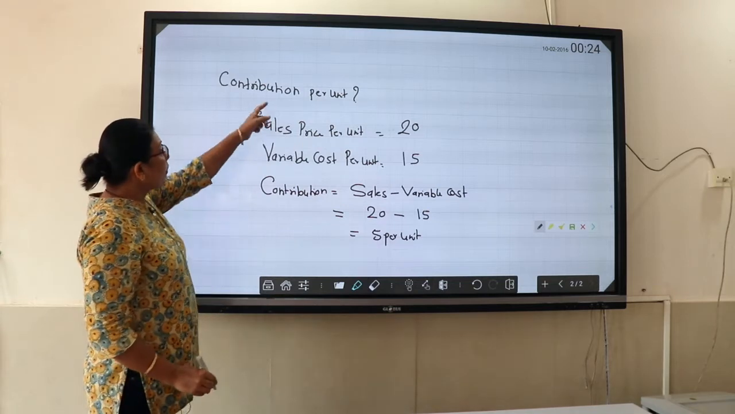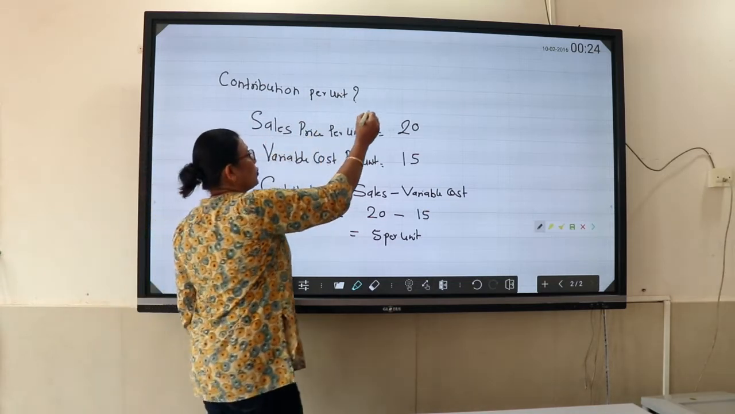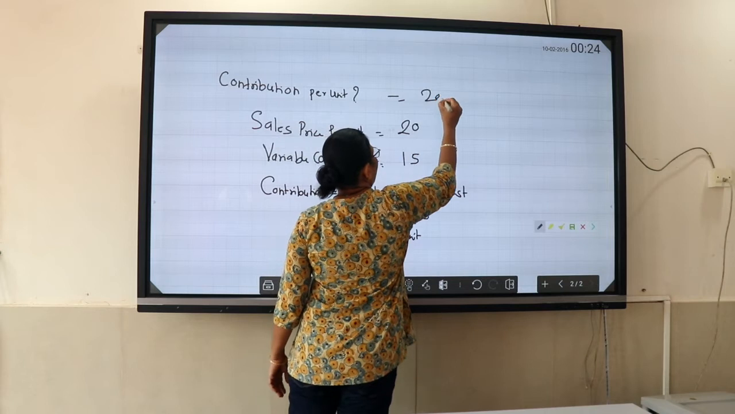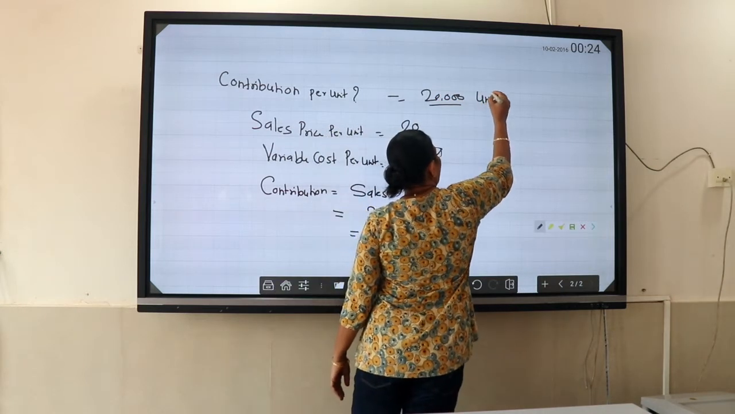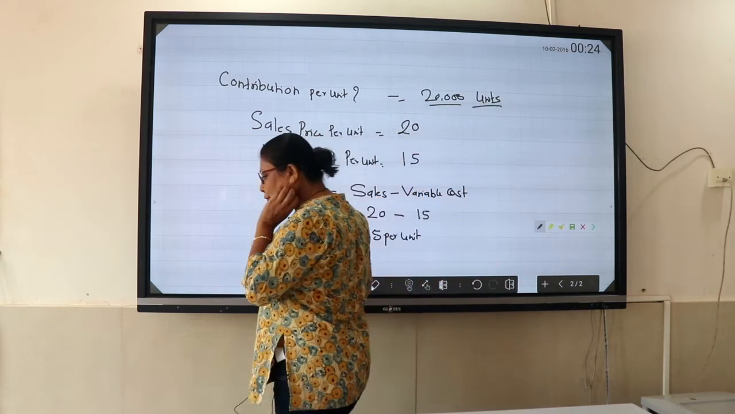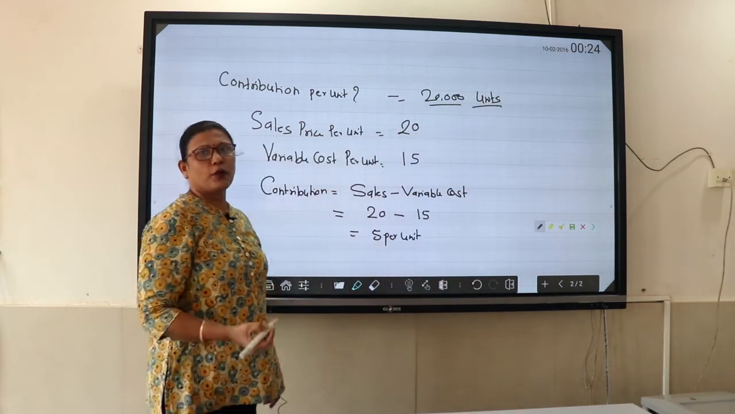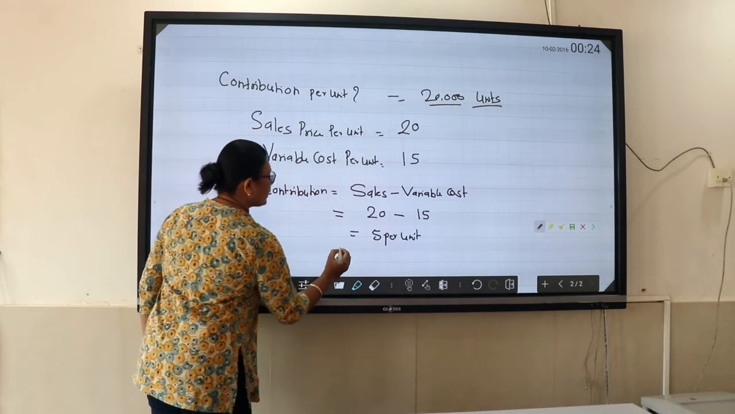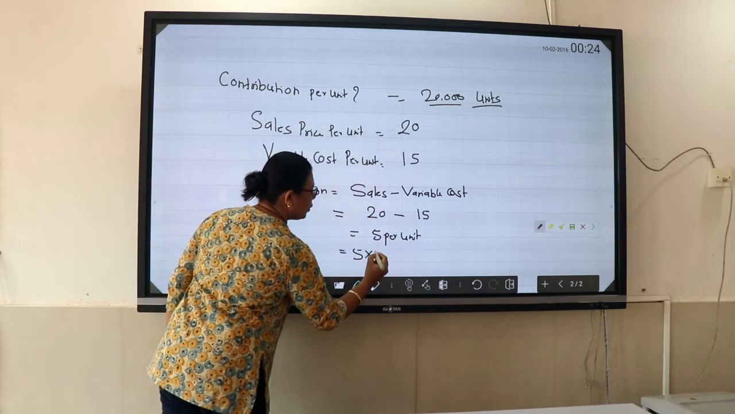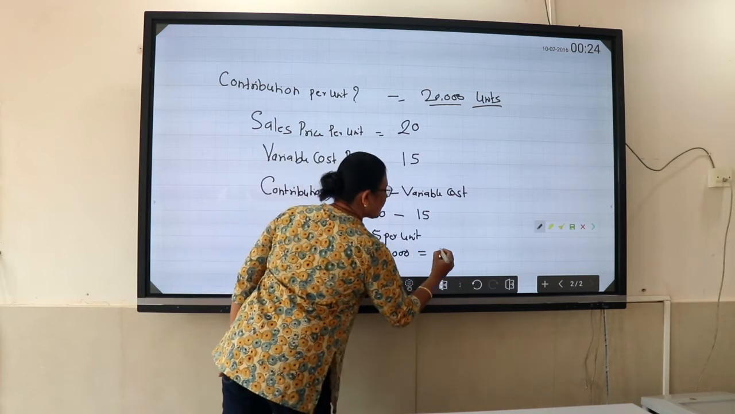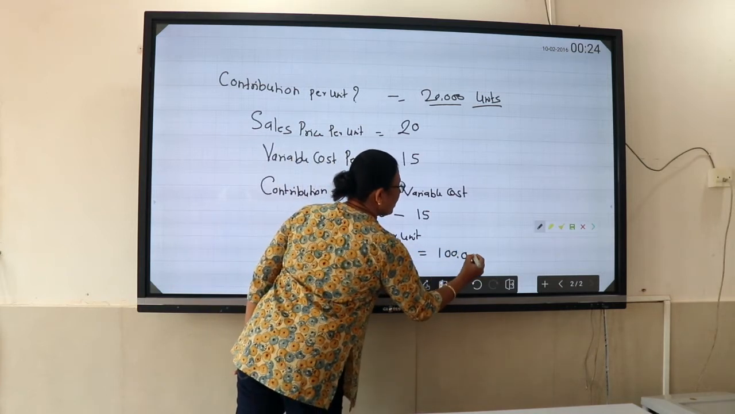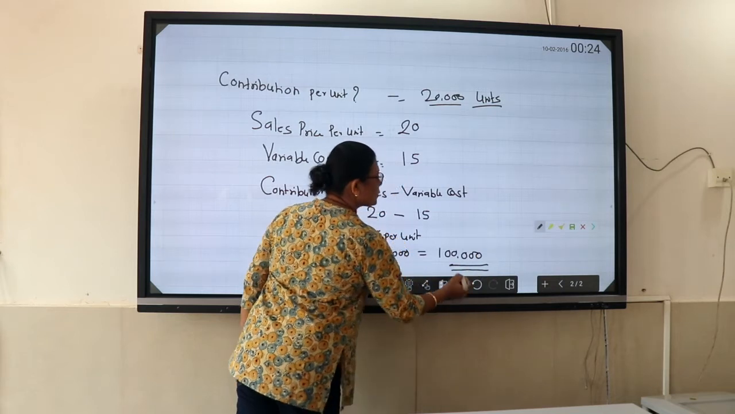If I want to determine the contribution for 20,000 units, because they have also told me to find out for the given units, so how many units are there? 20,000 units. So if I have to determine the contribution for 20,000 units, I am going to multiply 5 per unit. So how many units do I have? 20,000. So total contribution becomes 1 lakh. So this is how I can use the formula.